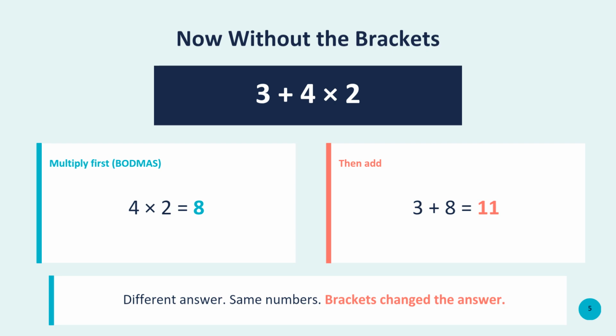Now remove the brackets. 3 plus 4 times 2. This time, multiplication comes first. 4 times 2 equals 8. Then add. 3 plus 8 equals 11. Same numbers. Different answer. The brackets changed the answer.